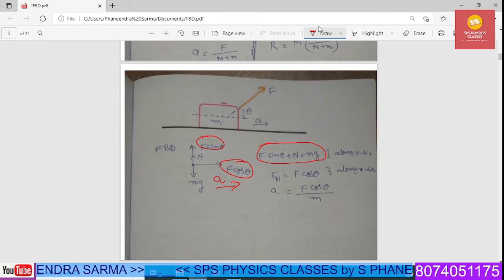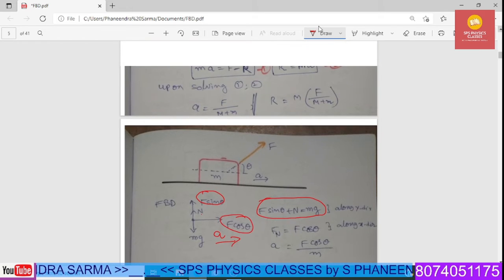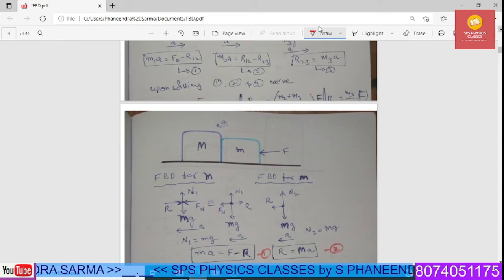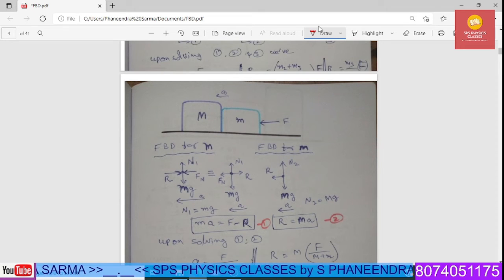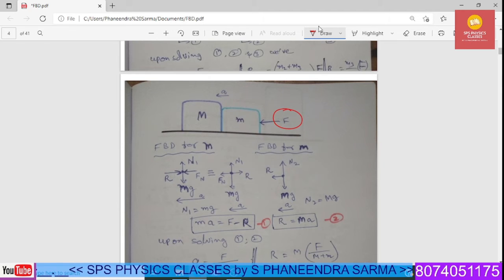Therefore, the acceleration of the block is given by F cos theta by m. Let us consider the next very simple case, but a little bit tricky one. Carefully look here. Till now we have only a single block with different forces, but here we are taking two different blocks with a single force. So different blocks are attached to each other and we are applying force in this direction.